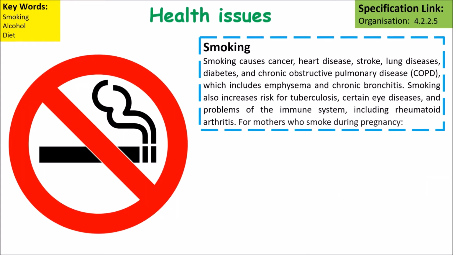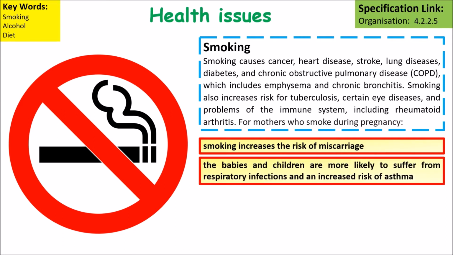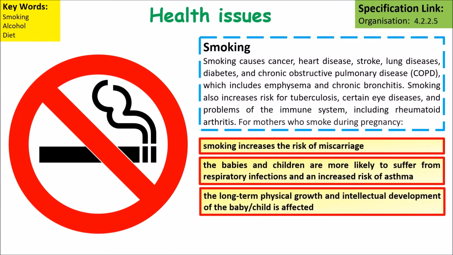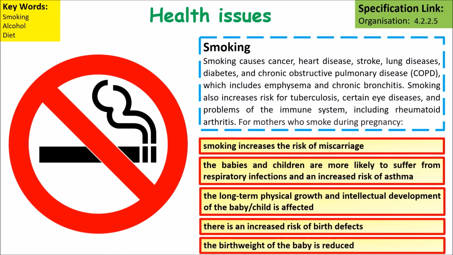So smoking causes cancer, heart disease, stroke, lung disease, diabetes and a range of other things. So for mothers who smoke during pregnancy, smoking increases the risk of miscarriage. So the babies and children are more likely to suffer from respiratory infections and have an increased risk of developing asthma. So long-term physical growth and intellectual development can also be affected. And there is an increased risk of birth defects, as well as the birth weight of the baby being reduced.